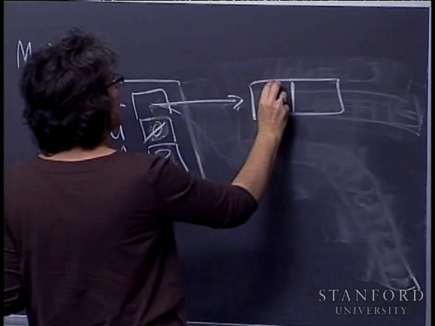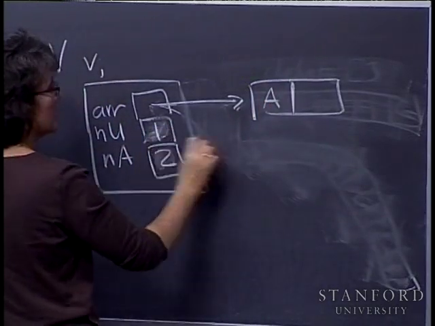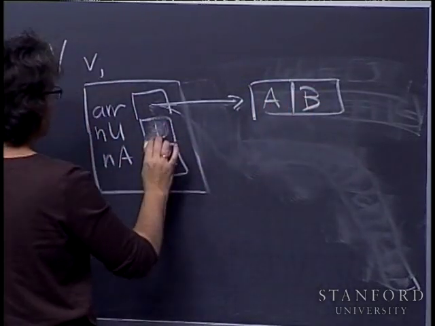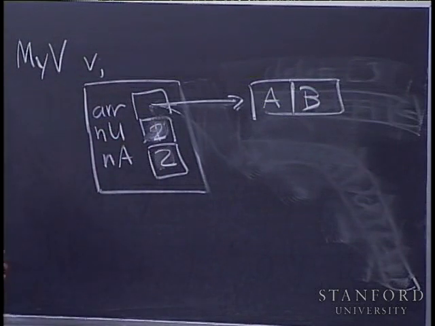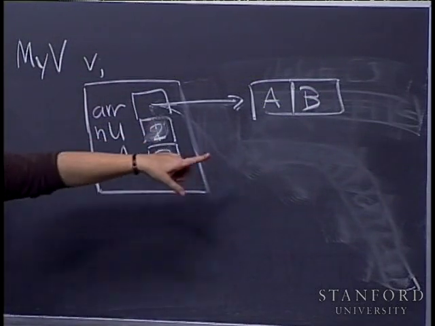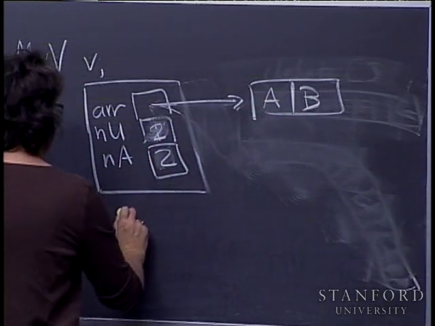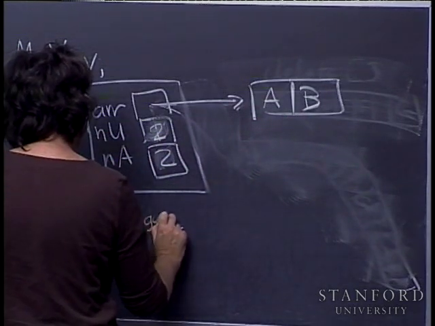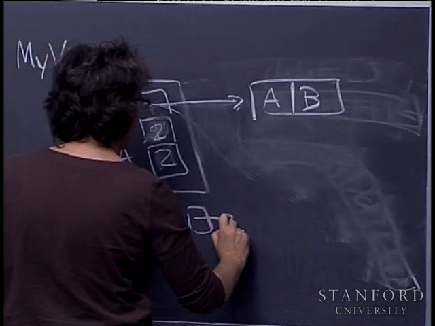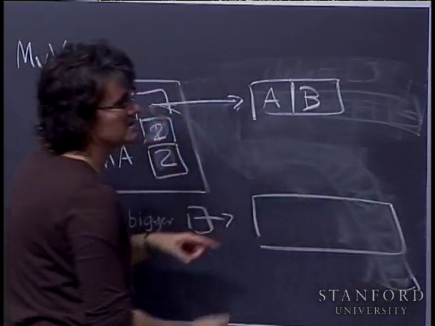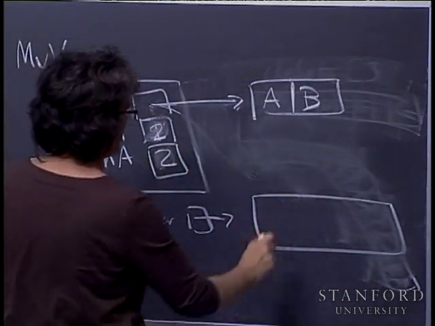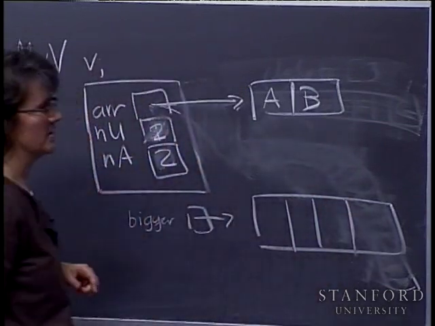So I do two adds. I add A, it increments num used to 1. I add B, it increments num used to 2. I try to add C. It says, oh, well, num used equals num allocated. We're going to double capacity now. So double capacity has this little local variable called bigger, and it says bigger is going to be something that is 4 strings worth in an array. So it gets 4 out there.